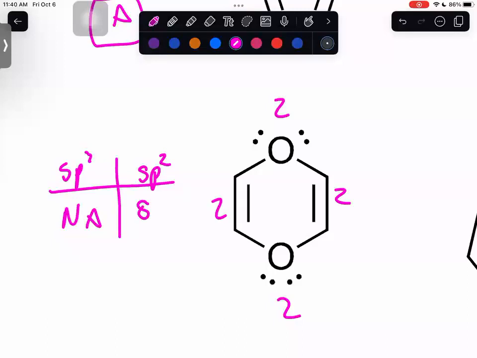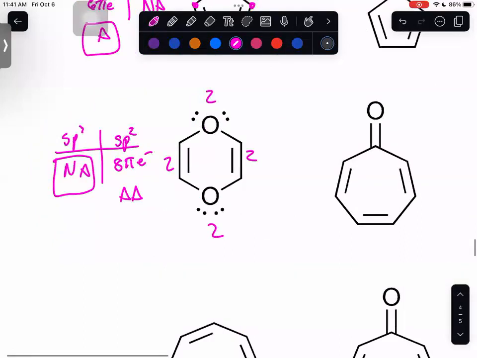How many? We have 8. Is that following Huckel's rule or anti? That's anti. What am I going to choose to be, sp3 or sp2? sp3. Exactly. Non-aromatic is more stable. Okay, do we see the pattern now? Is it getting easier as we go through the problems?